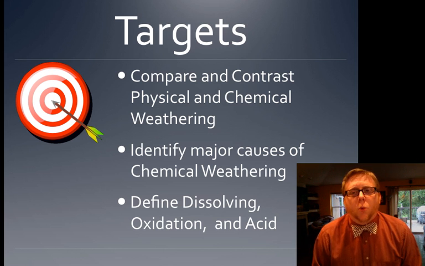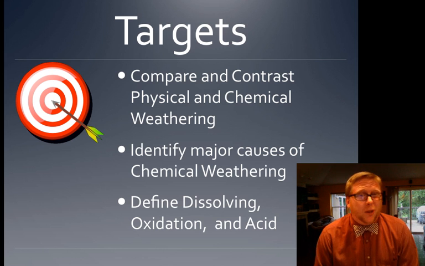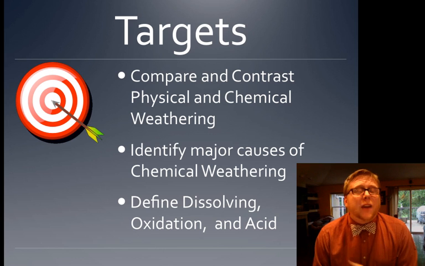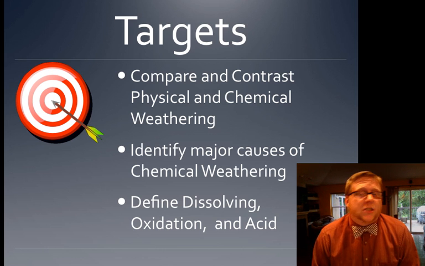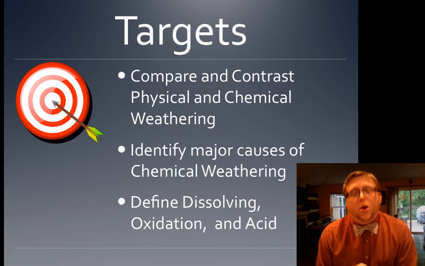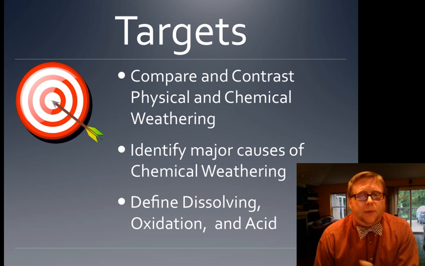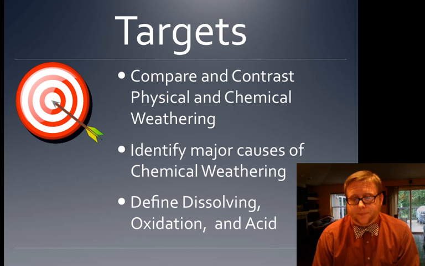So, what did we do today? Well, we compared and contrasted physical and chemical weathering. We identified different major causes of chemical weathering. We said that there is dissolving with water, oxidation and rust, and finally acids, whether in groundwater, in living things, or in acid rain.